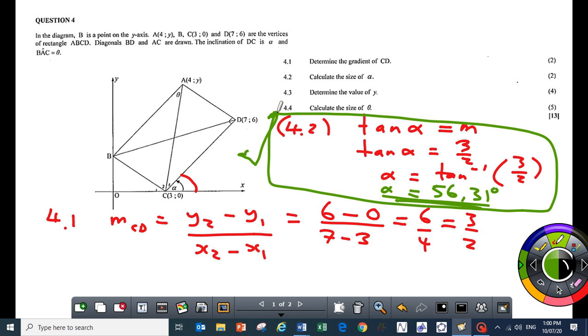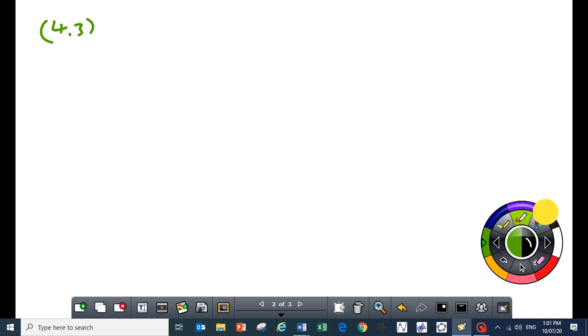Now let's move on to 4.3. Is there anybody else with a question so far? Right, 4.3. Now 4.3, I hope you all have your questions in front of you.